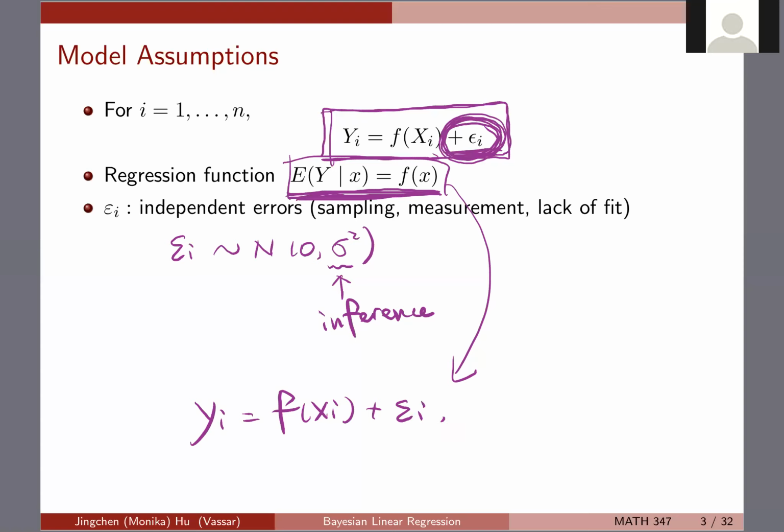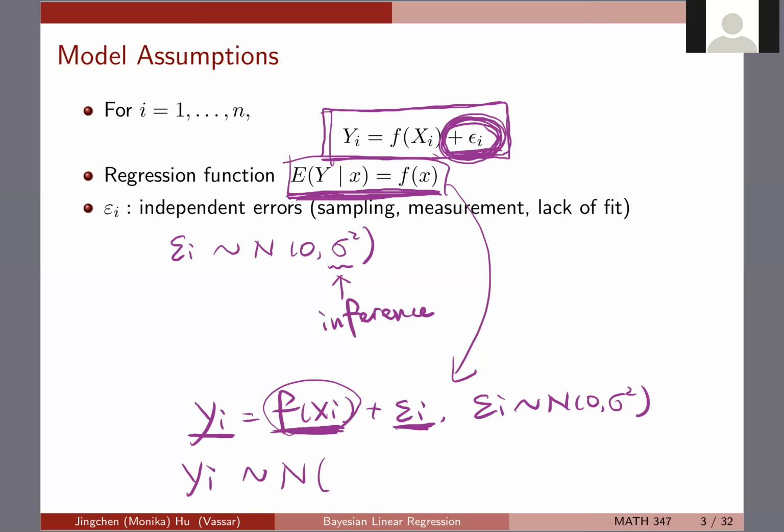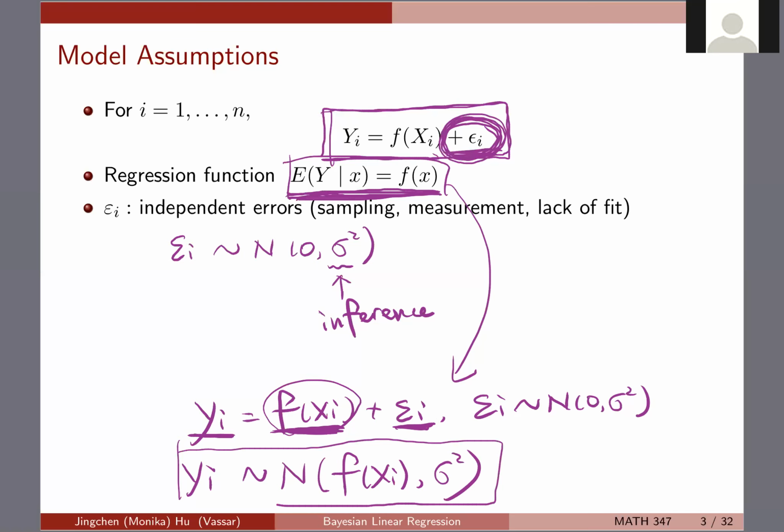and if the error term is normal centered at 0 with some variance, then given the relationship of yi, x, and epsilon i, you will know that the distribution of yi is going to follow a normal centered at f(xi), because it should be this plus the 0 mean, with variance sigma squared. So when you're doing regression, we call it regression, but it's really this particular model that you're trying to fit.